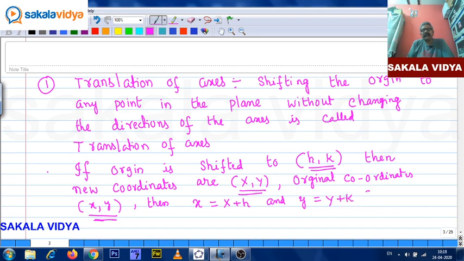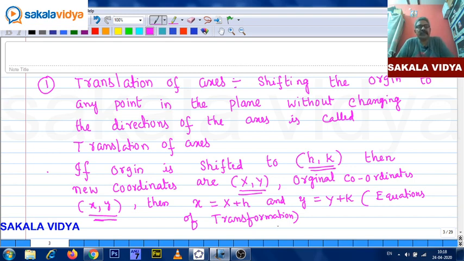So these are called equations of transformation. So what are the equations of transformation in translation of axis? Small x is equal to capital X plus h, small y is equal to capital Y plus k.